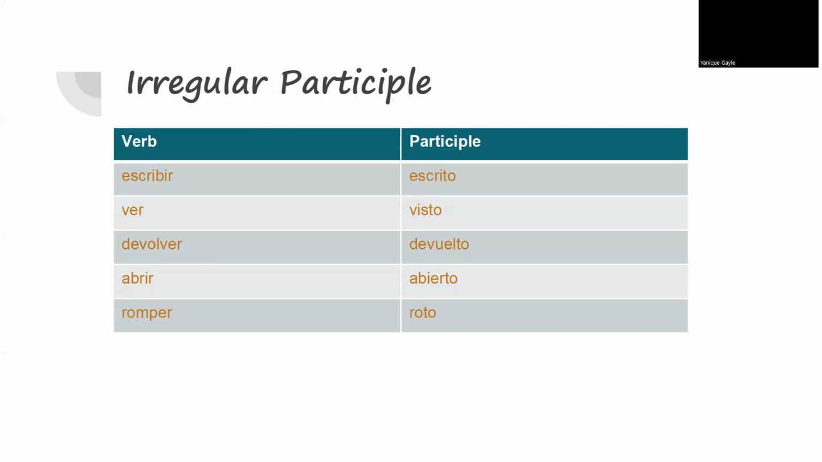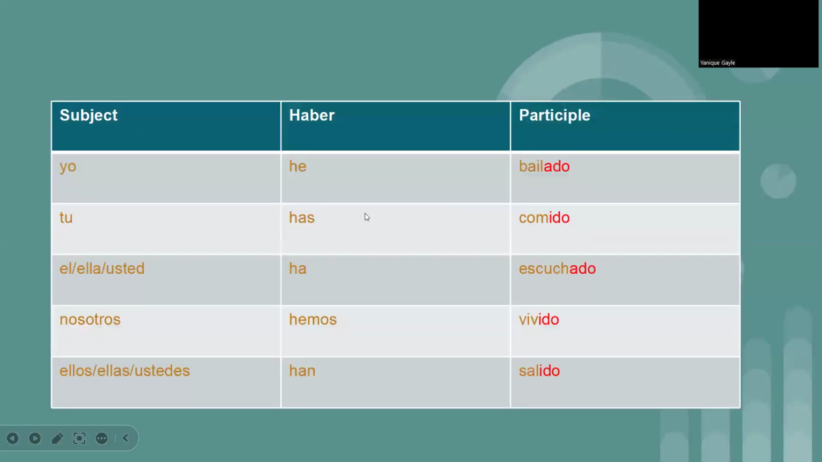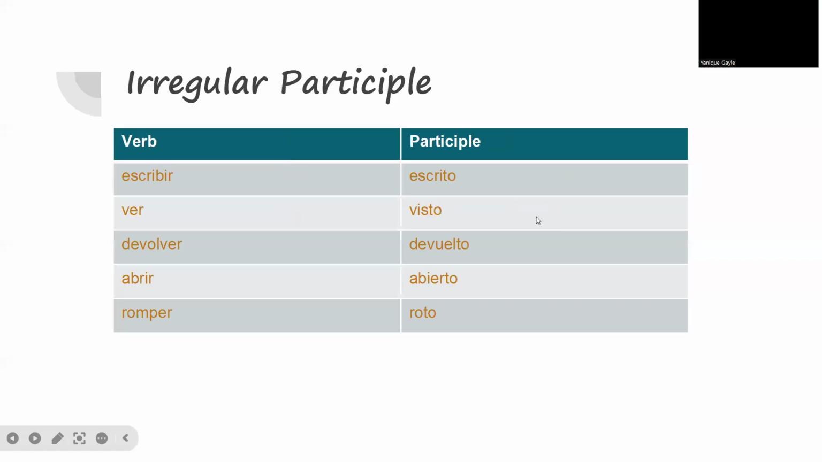Escribir means to write, but the past participle becomes escrito. You might hear Spanish learners say escribido, but that's because they're following the rule, no, of the ido. But since it's irregular, we don't say escribido, we say escrito. Ver, we don't say verido, we say visto. Devolver, we're not gonna say devolvido, we're gonna say devuelto. Abrir, we're going to say abierto.